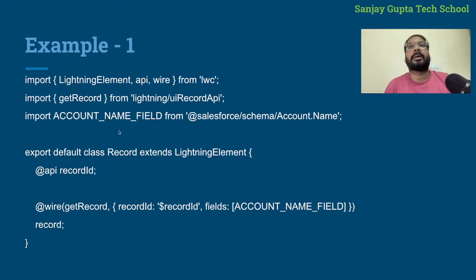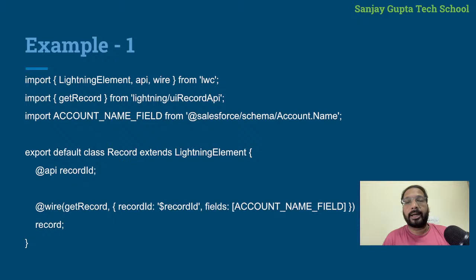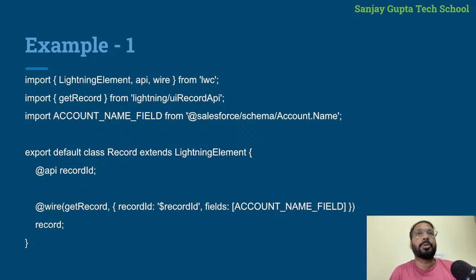Okay, so this is the example with which you will be able to understand how we can use @wire. In this example you will see both @api and @wire, right? If you see the first line, it says import LightningElement, then api, then wire. These are three functionalities that we need to import, and all are available in the LWC module. Next we have this import statement which uses getRecord from lightning/uiRecordApi. So basically this uiRecordApi is an adapter.